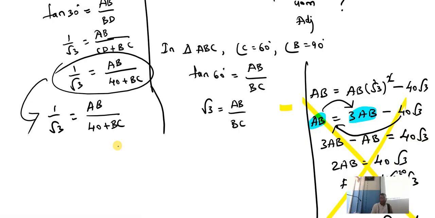Then what I did, I cross multiplied 40 plus BC with 1. 40 plus BC into 1 is 40 plus BC, divided by root 3 is equal to AB. Correct? Now in this, we don't know AB also. We don't know BC also. Sir, now what I should do? Keep AB as it is. Keep BC also as it is.